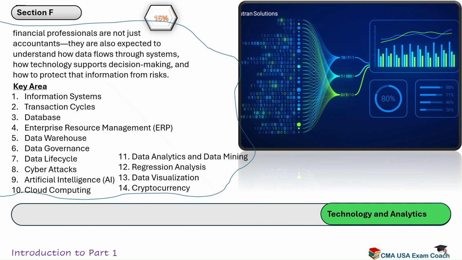Next, regression analysis. Regression analysis is a statistical tool used to understand the relationship between two or more variables. For example, how sales change with advertising spend or price adjustments. This helps managers make data-driven decisions instead of relying on intuition.